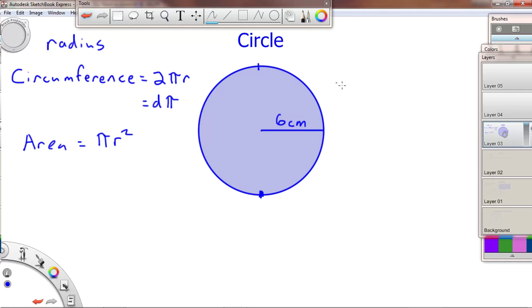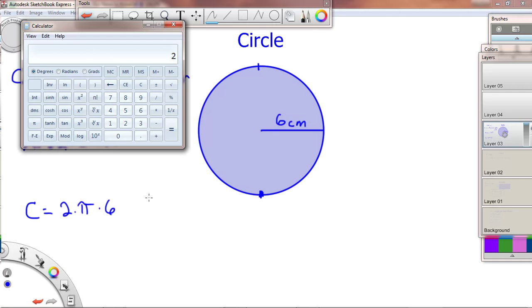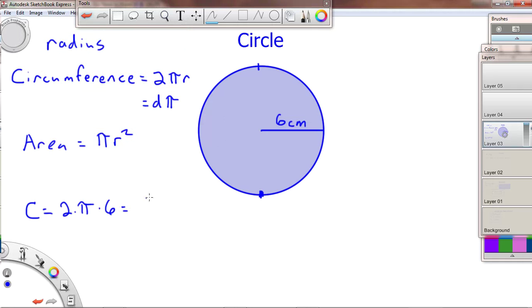All right, so let's calculate the circumference of this circle. The circumference of this circle, and I'm just going to use capital C, is going to be, well, I know that this is the radius. It's 6 centimeters. So that means it's going to be 2 times pi times the radius, which here is going to be 6. Okay, pull out our calculator. 2 times 3.14 times 6 equals 37.68. 37.68 what? Well, since we're talking distance, we're talking centimeters, not square centimeters.